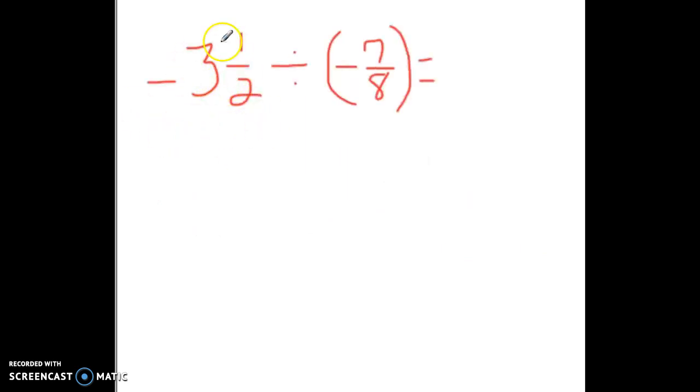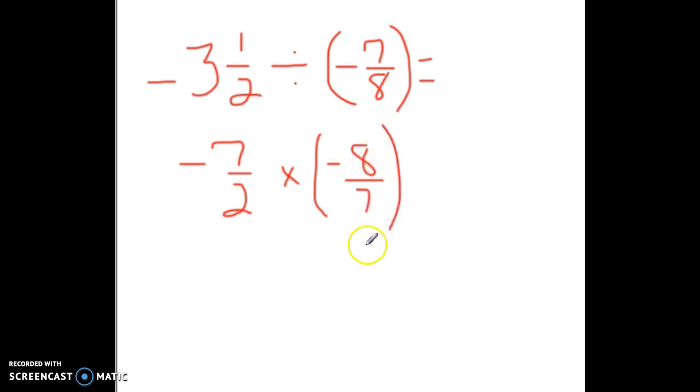Now we have a mixed number up here, and as we said, we're going to change that to an improper fraction. By now you're probably used to that. 3 times 2 is 6, plus the 1 on top is 7. Then we're going to multiply it, and let's change this to -8/7. So we're multiplying by the reciprocal. Notice the first number, we leave it alone. Second number, we turn it over.